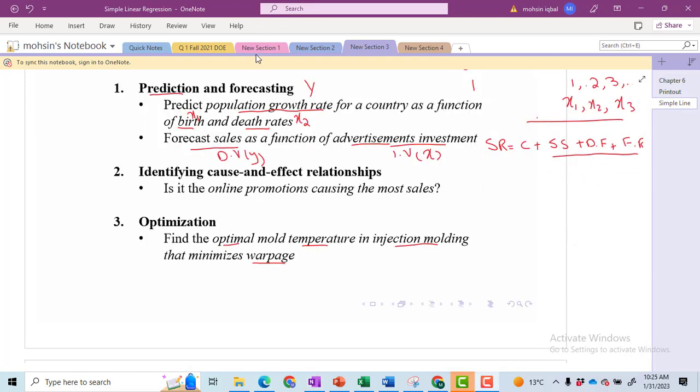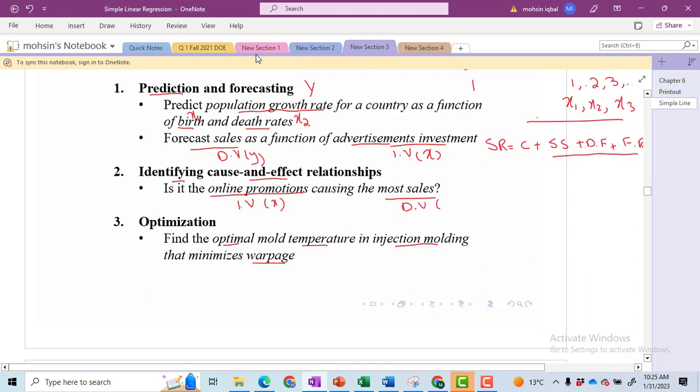The regression analysis is used for identifying the cause and effect relationship. Earlier to this lecture, I have uploaded the recordings for the correlation analysis, and the correlation analysis doesn't tell us about these cause and effect relationships. This relationship can be modeled by using the regression analysis. So we want to check whether online promotions can affect sales or not. So online promotion becomes my independent variable, that is X, and sale becomes my dependent variable Y.